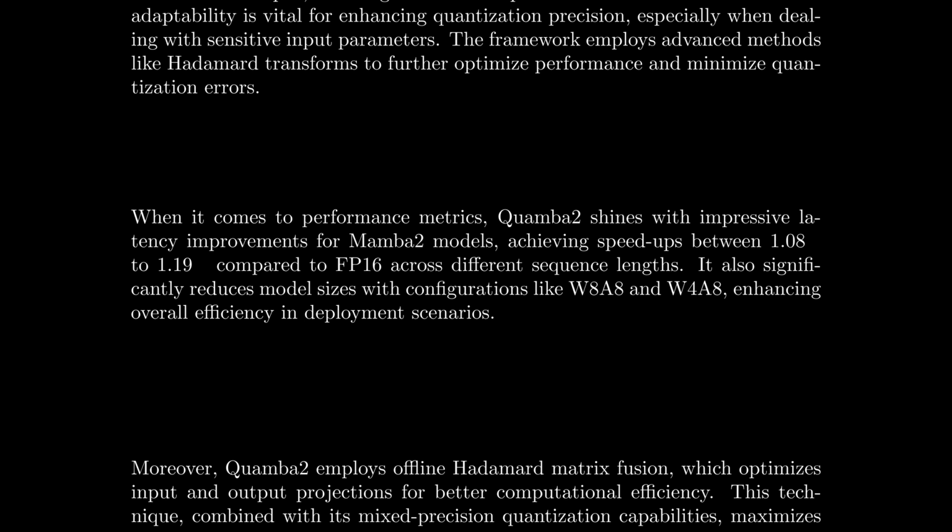When it comes to performance metrics, QAMBA 2 shines with impressive latency improvements for Mamba 2 models, achieving speedups between 1.08 times to 1.19 times compared to FP16 across different sequence lengths. It also significantly reduces model sizes with configurations like W8A8 and W4A8, enhancing overall efficiency in deployment scenarios.